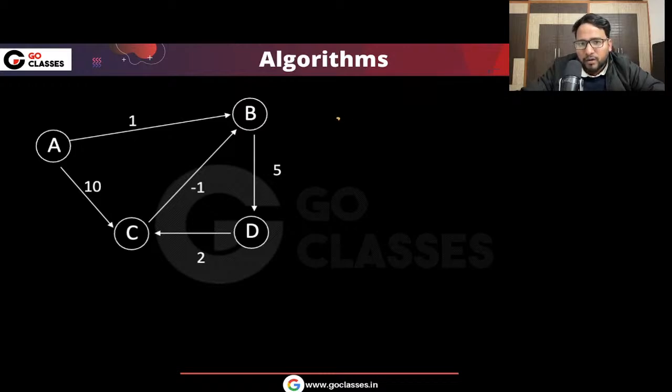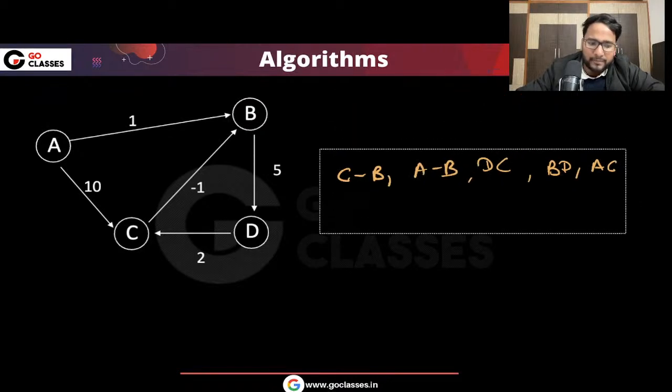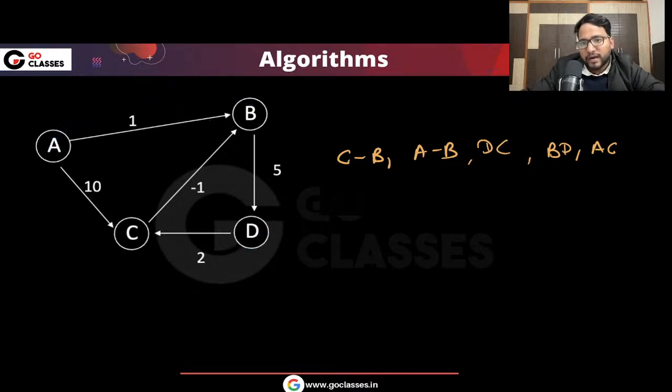So let's pick any order. Maybe I can pick some order, let's suppose CB. How many vertices are there? 4 vertices. So I need to relax 3 times, right? So let's pick CB, and then AB, and then DC, and then BD, and then AC. If we relax in this order, how many times do we need to relax? Can anyone tell me? Since there are four vertices, we need to relax 3 times.